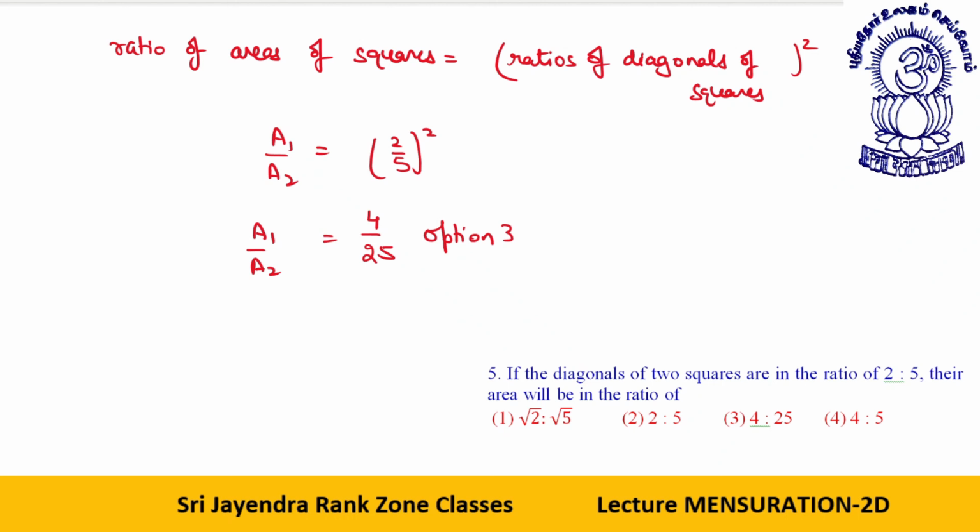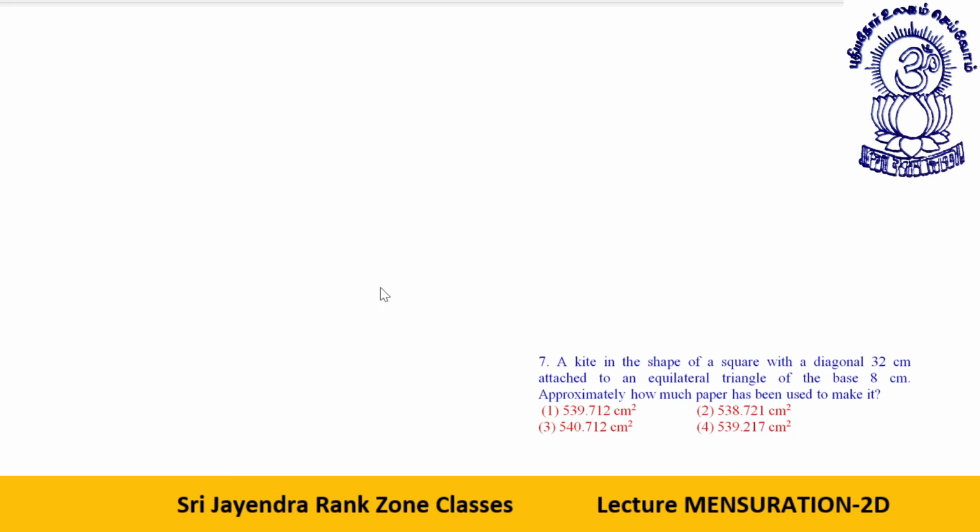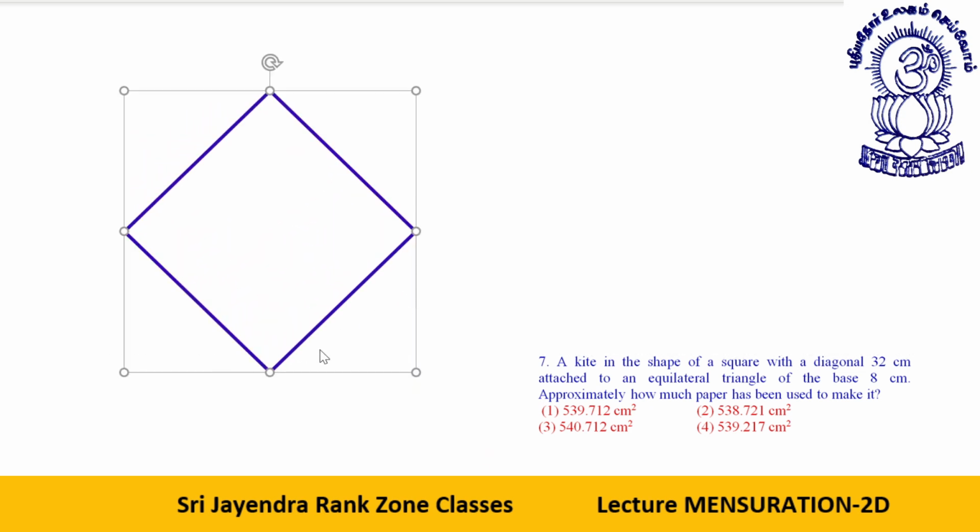Next one. A kite is in the shape of a square with a diagonal 32 centimeter attached to an equilateral triangle of base 8 centimeter. Approximately how much paper has been used to make it? See how to draw this kite. First of all, a kite is in the shape of a square with a diagonal 32 centimeter. Let me take a kite-like shape. To the base is an equilateral triangle of side 8.